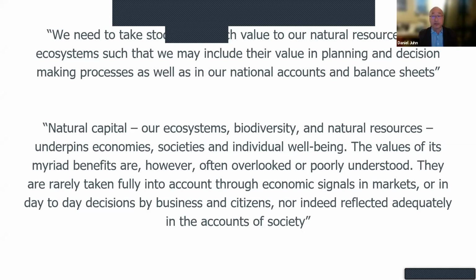And it's a matter of some urgency. So natural capital must become central to our global economic decision-making. And if not, the risk is that our natural asset base that underpins the global economy will erode to the point of collapse.